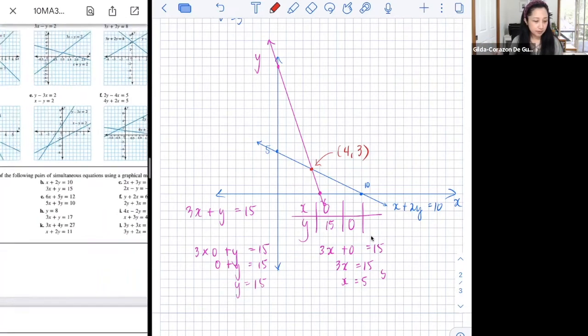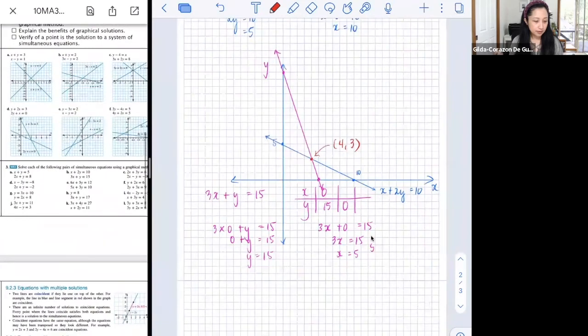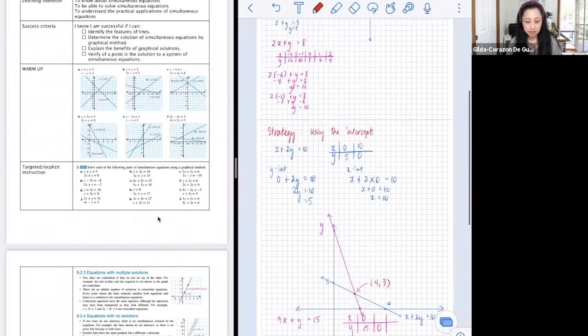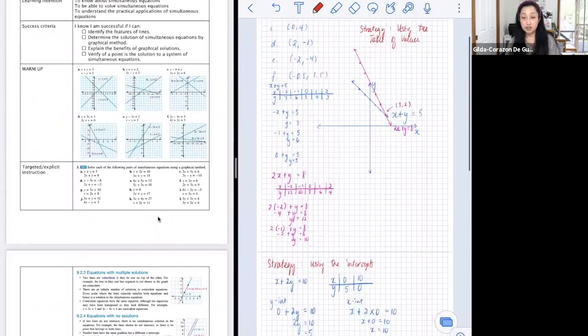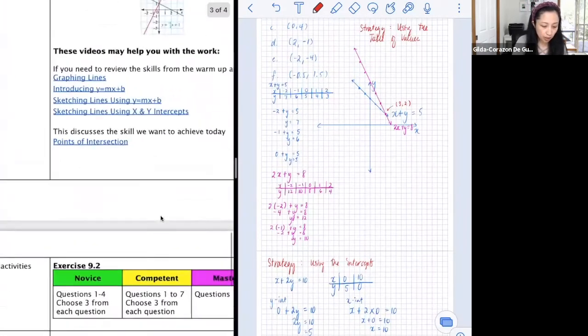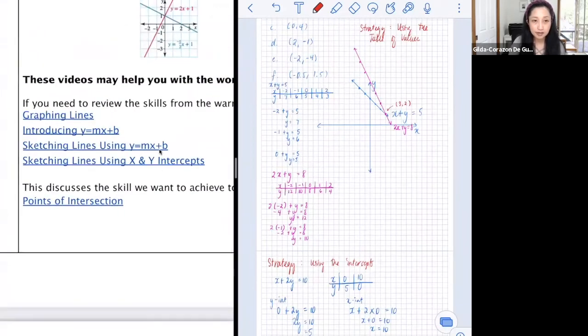But those are just some of the questions that you would want to do, and you can use any of the strategies that we've discussed. You can use the one that we had yesterday, using y equals mx plus b. This is what we learned today, sketching lines using x and y intercepts. And these are all additional examples through a video that you can watch before you attempt the questions, right? And then this one, I think, is the one wherein you've got your table of values there, okay?